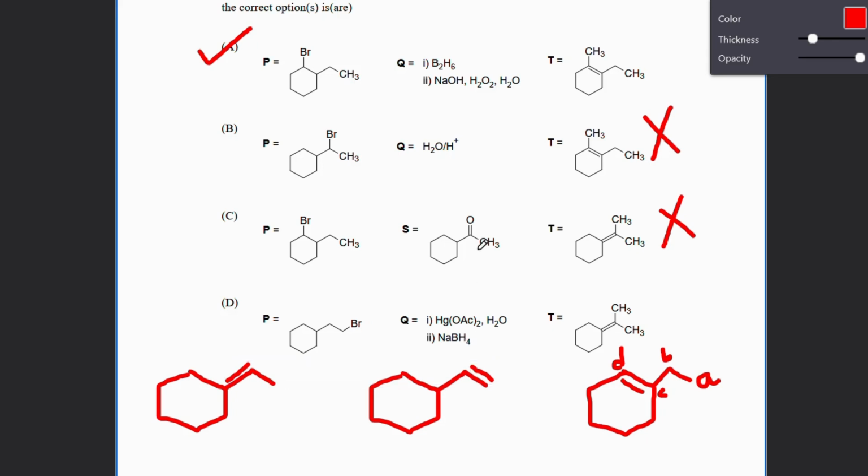On oxidation, it gives ketone. This ketone is formed as S in this option, and this S followed by reaction with MeMgBr and a dehydration definitely gives this. So option D is correct. So the answer to this question would be A and D.